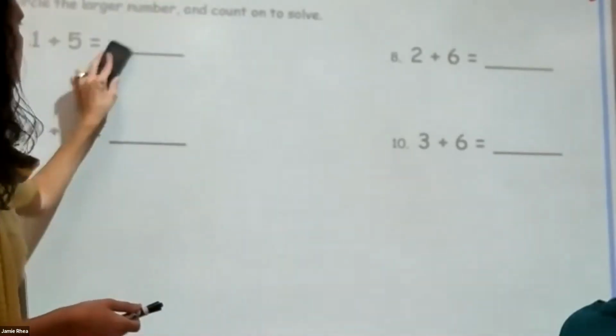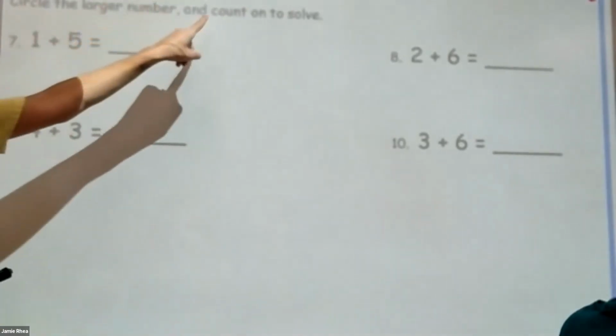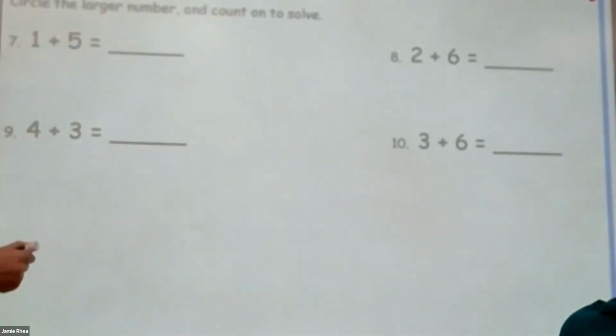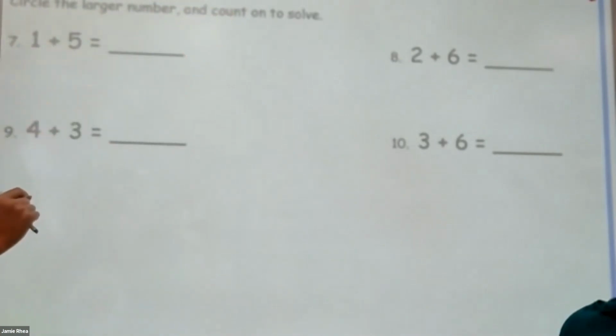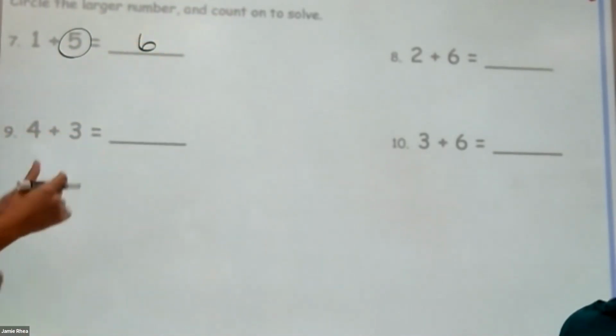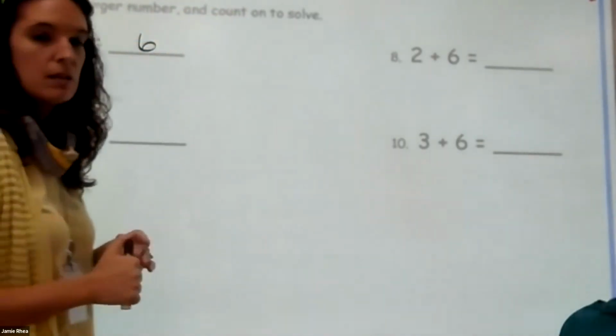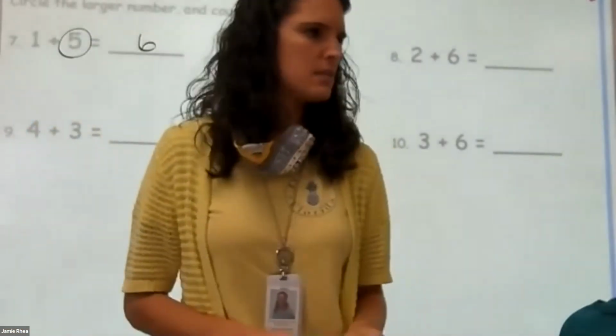Forgot my knife. All right, now the next page says circle the larger number and count on to solve. So let's look at number 7. Is 1 or 5 my larger number? 5. So I'm going to circle it and I'm going to solve. So 5, 6. Simple as that.